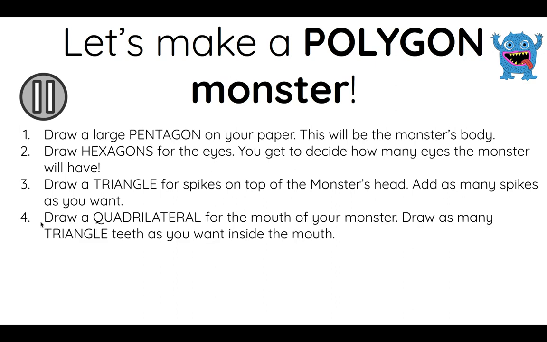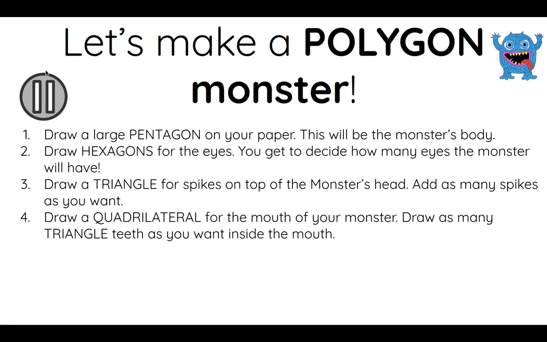Number 4, draw a quadrilateral for the mouth of your monster. Inside the mouth, draw as many triangle teeth as you want. Now your quadrilateral, we know there are lots of different ways that you can draw a quadrilateral. You can draw a trapezoid, a rectangle, a square, a rhombus, whatever you want your mouth to look like, as long as it has 4 sides.